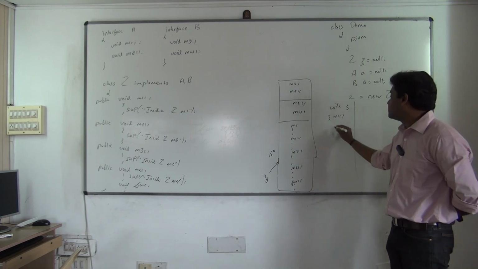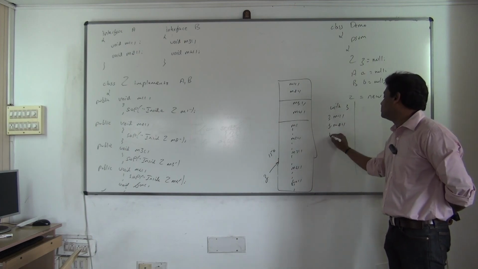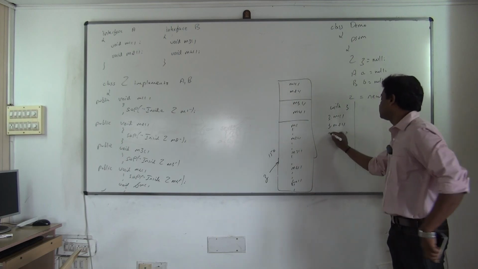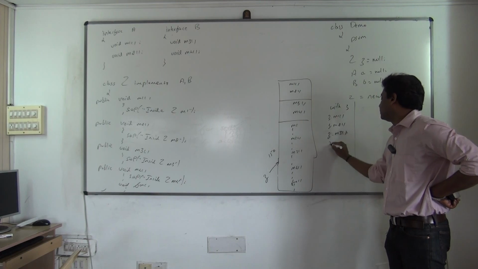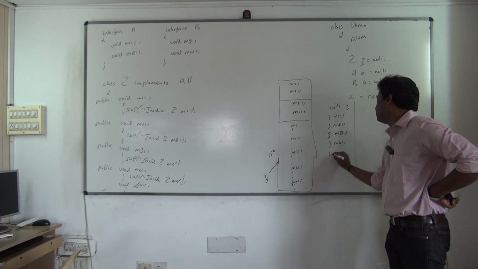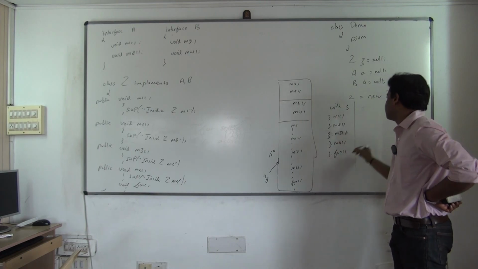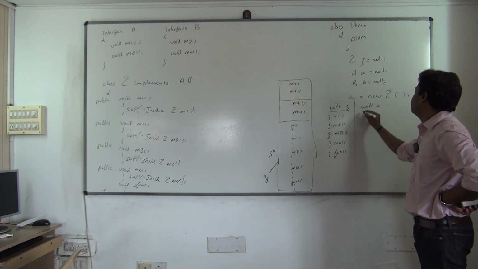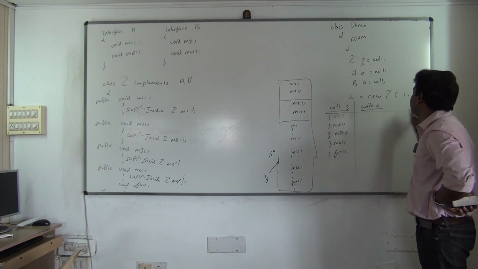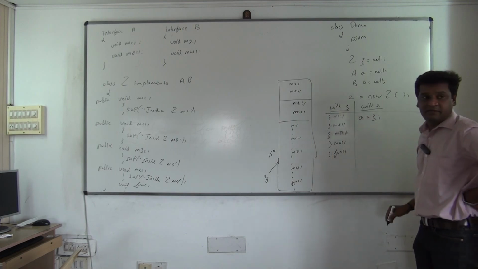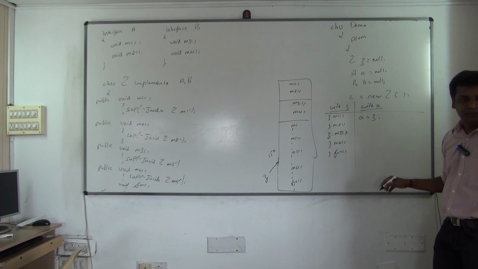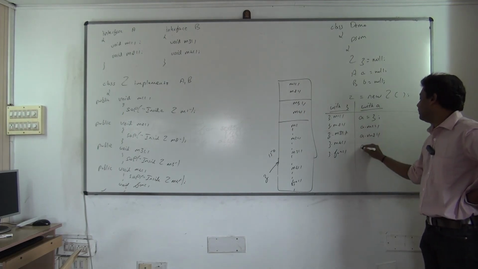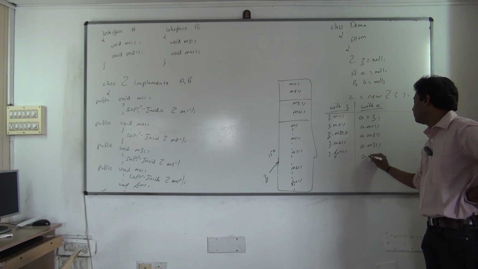It will continue. Z dot M1, Z dot M2, Z dot M3, Z dot M4, Z dot fun. All the members you can access. Now if I say this is with Z, I will show you with A variable. How will you do it? A is equal to Z. First give the reference of Z to A. After you give, again you can try A dot M1, A dot M2, A dot M3, A dot M4.